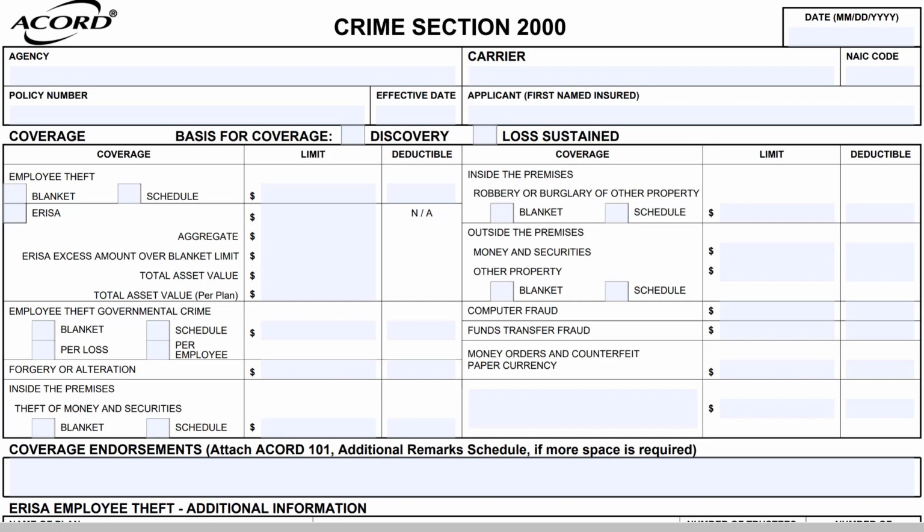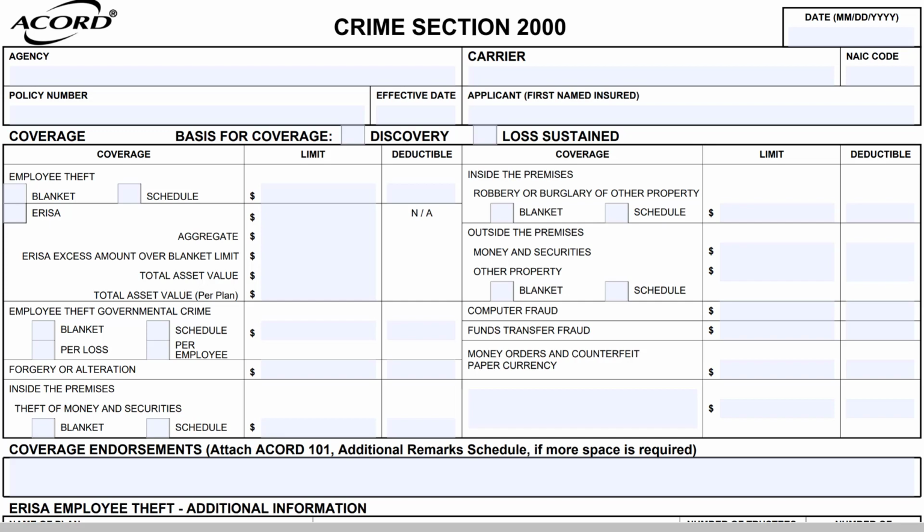This is the Accord 141 crime section. Now if you're looking at this form and you have one in front of you that looks a little bit different, do not be alarmed. They all have the same information. It's just that over the years ISO or Accord has changed these forms from time to time, and they might be in a little bit of a different format. I'm using the 2011 version. You might have one that's a little bit newer or a little bit older, but regardless, it's the same information.